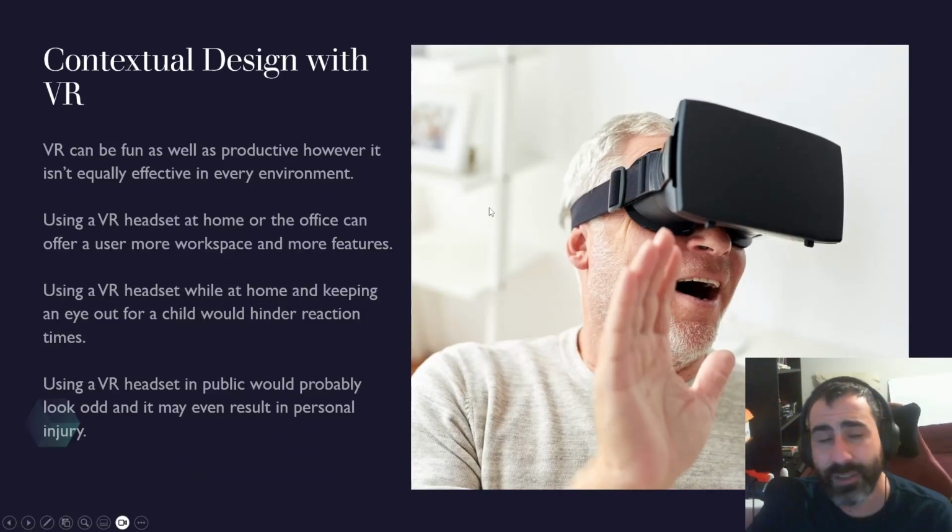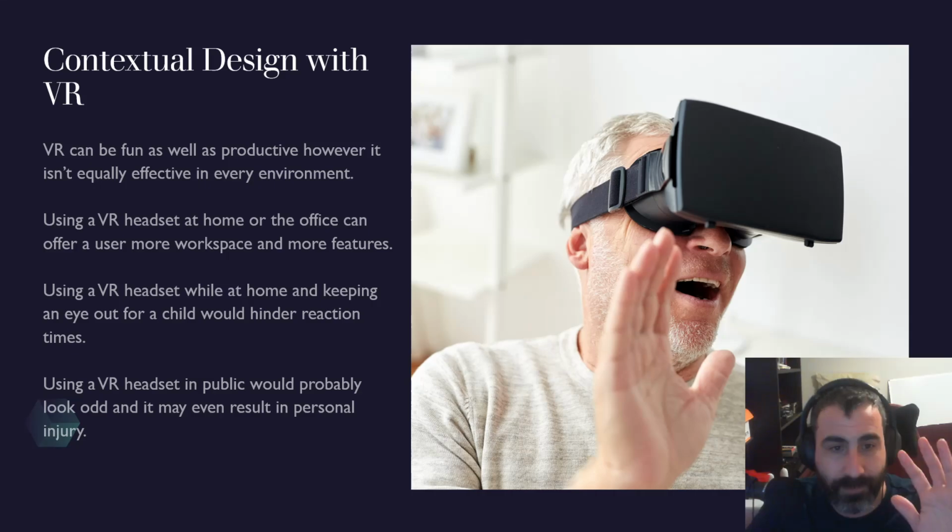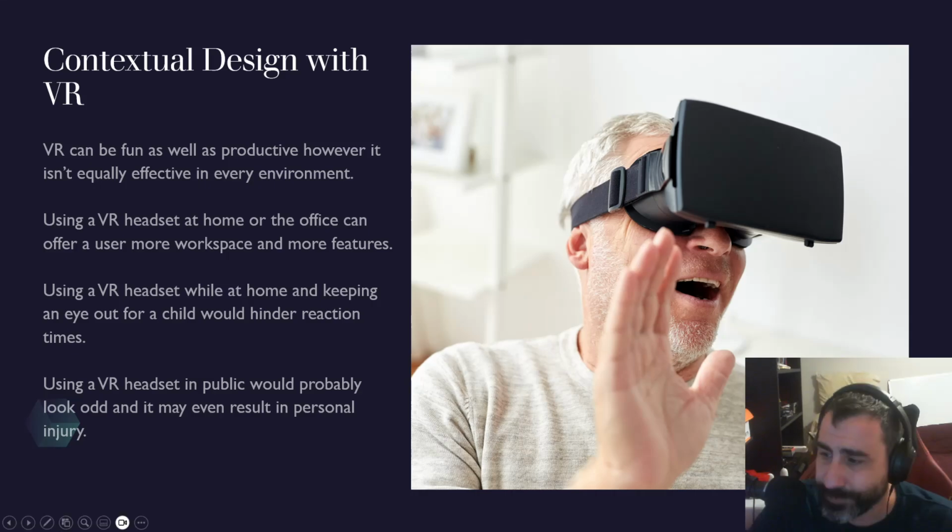To the second topic, contextual design with VR. VR is great, and ideally it's productive, and it can help you do work. You could set up 5 or 6 different screens to be doing work on. However, it's not usable everywhere. You can't use it while you're trying to watch a child. You can't see very well, and you can't use it out in public very well without bumping into things and without looking weird. So how do we fix that?